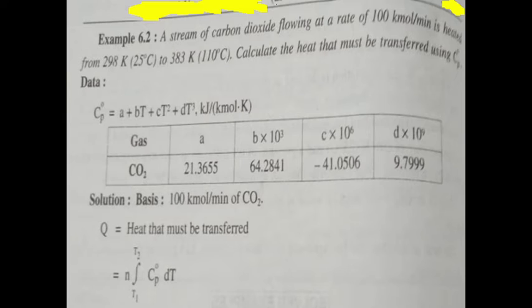Okay. So, solution part, first you should write basis of this problem, 100 kmol per minute. Objective of this problem, heat value. Formula, capital Q is equal to N into integration from T1 to T2 of Cp0 into dt. Are you clear or not?